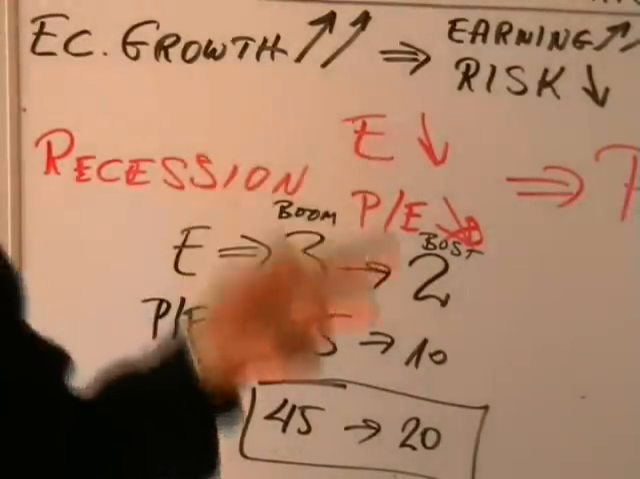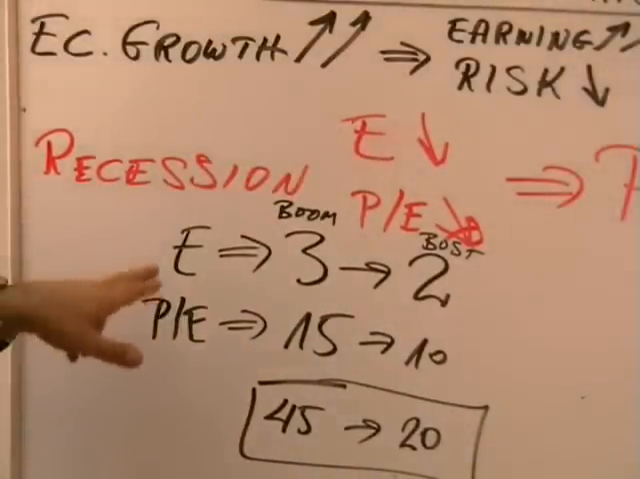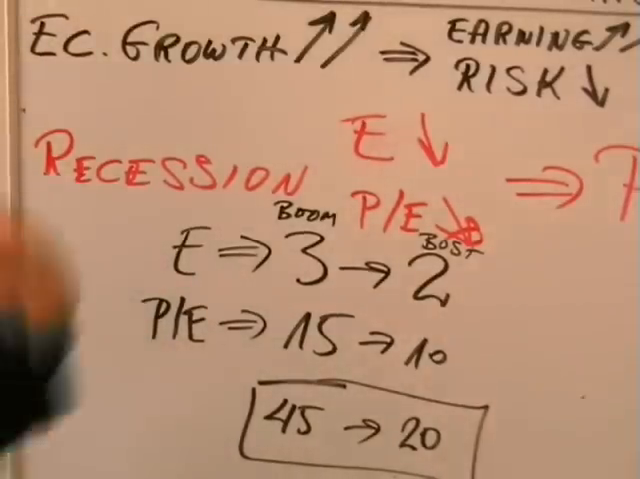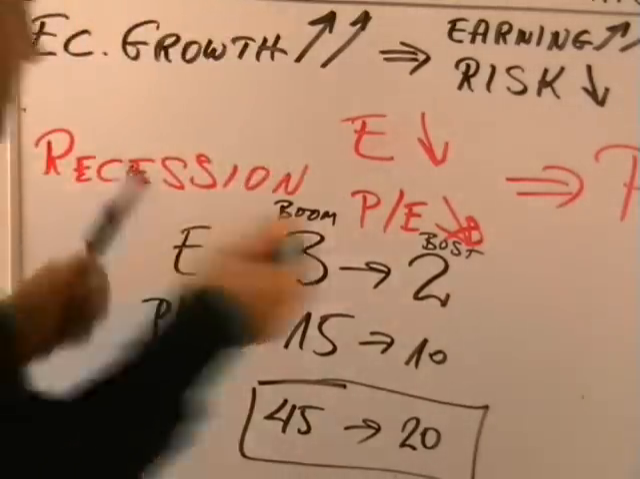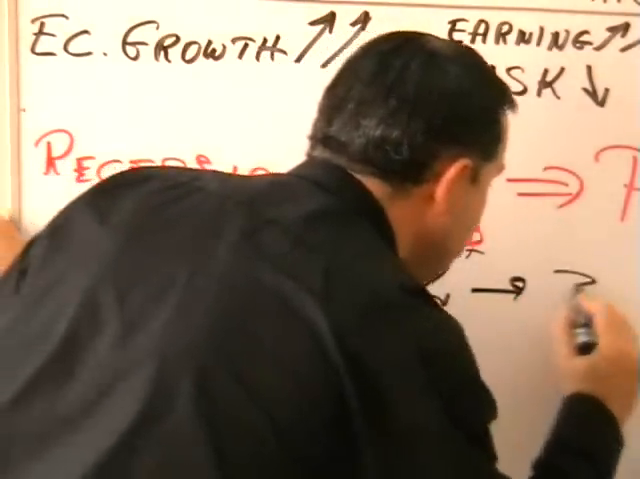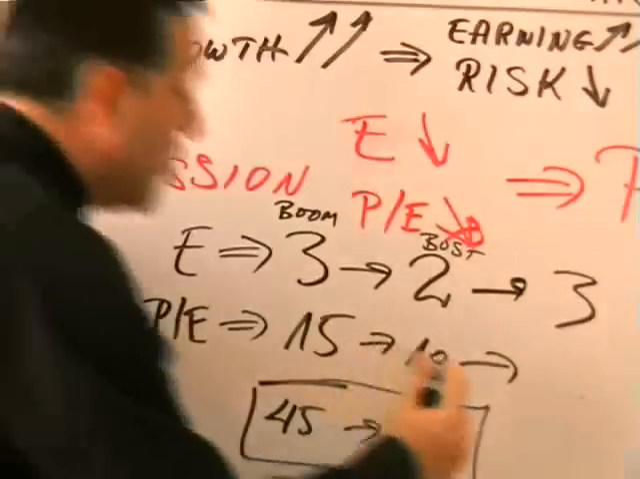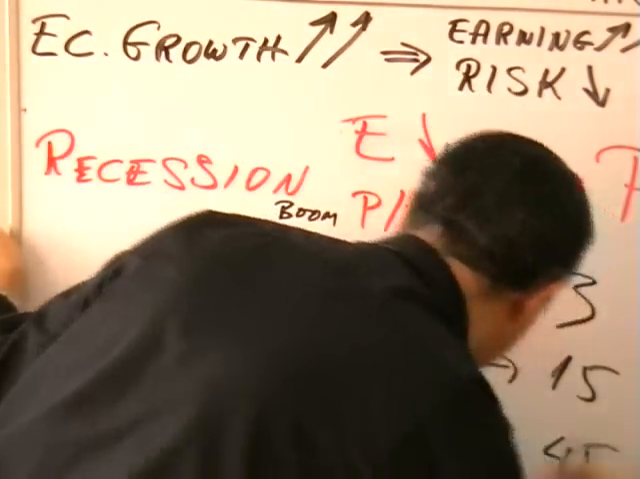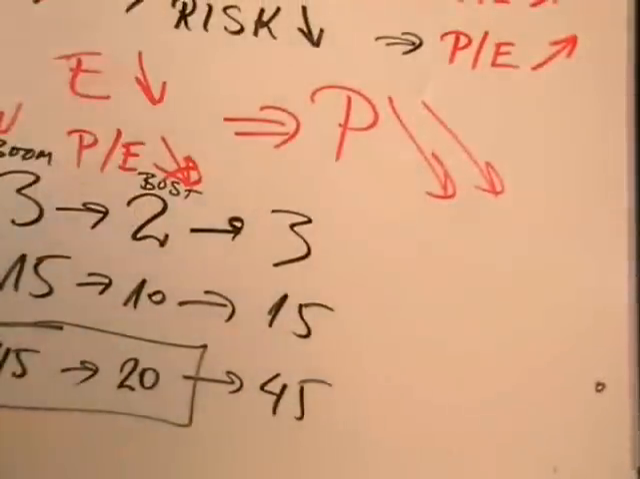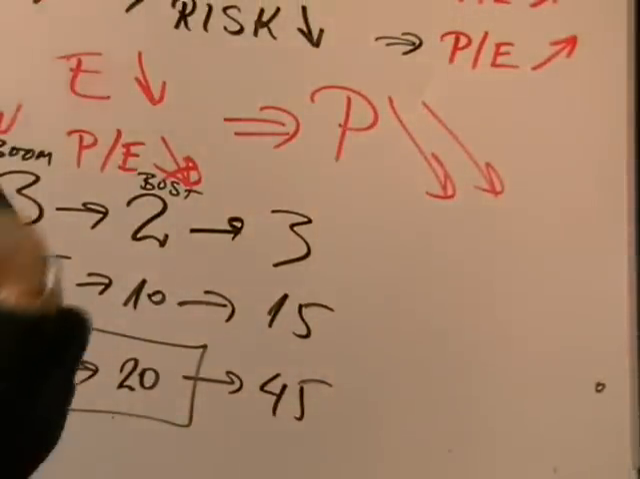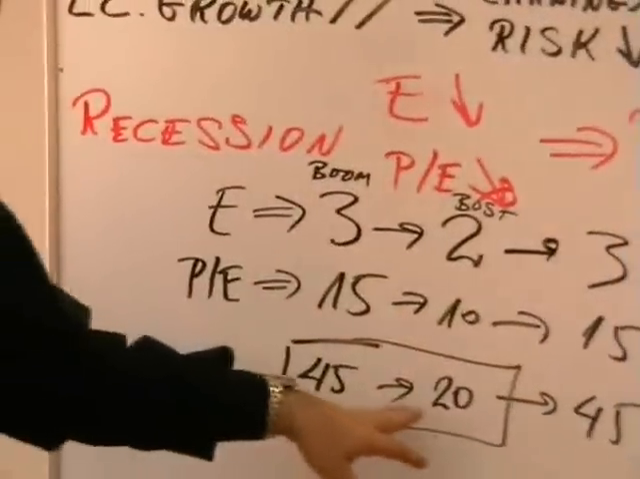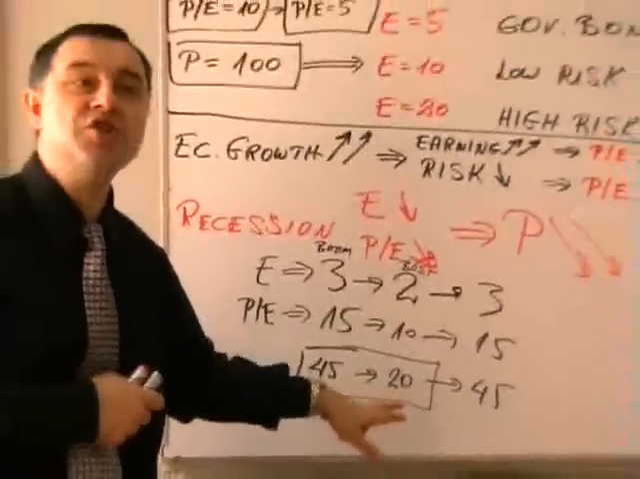The price goes up, right? Yes, the price goes up, and it goes up both because earnings go up and because the price to earnings ratio goes up. So in the boom, let's change this. Earnings go from 2 to 3, and the multiple goes from 10 to 15, and the price goes from 20 back to 45. So the point to understand is that a little bit of a change in the overall macroeconomy results in a significant change in price.